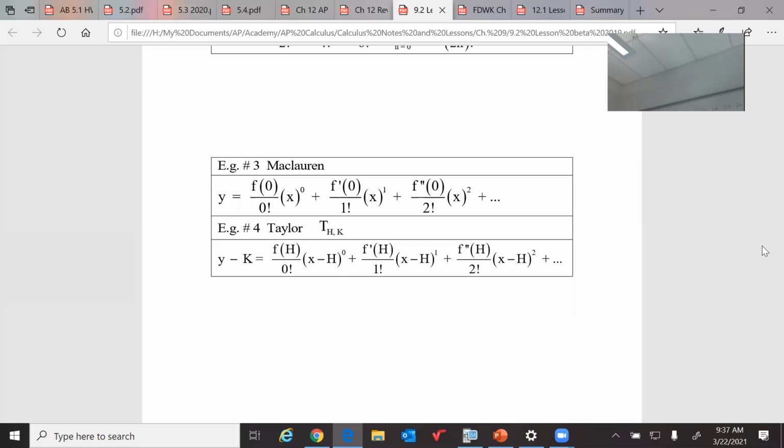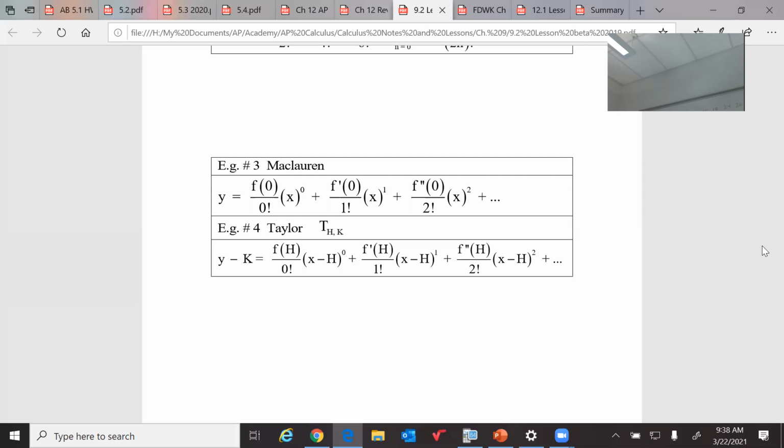That's Maclaurin. For a Taylor series, we're shifting it h units to the right, up k. So I just said, y take away k, replace our zeros with h's. Now, the book's not going to write h, they're going to write a's. Doesn't matter what letter you use.